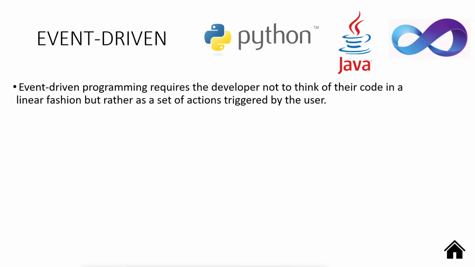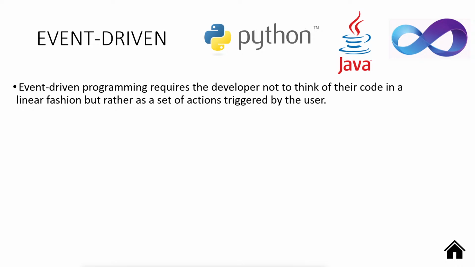Now then, event-driven programming requires the developer not only to think of their code in a linear fashion, but rather a set of actions triggered by the user. So you don't think of it like going from top to bottom in a serial or linear fashion. You think of it as little containers, and the containers get called and we run little modules of code as and when we need them, and that makes code a lot more reusable.